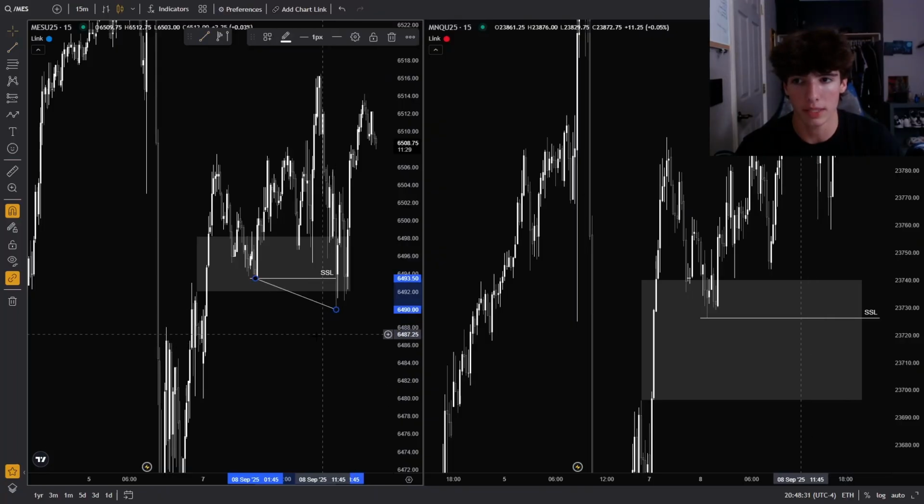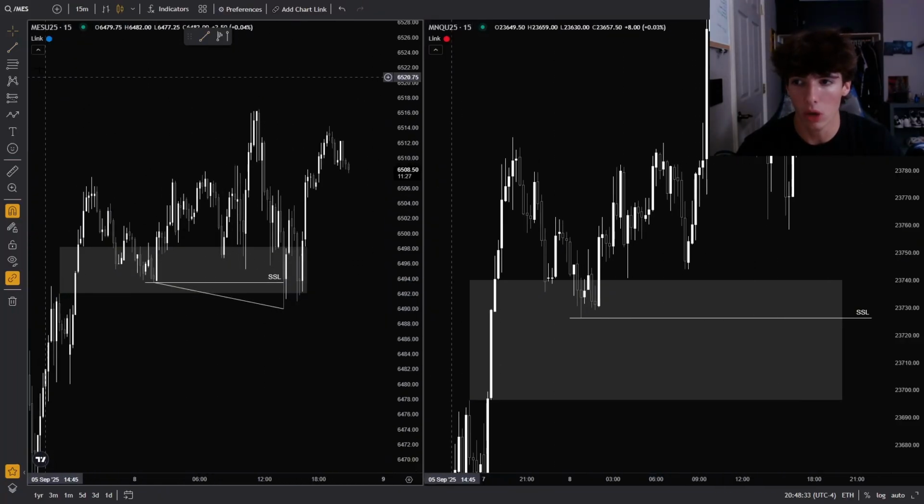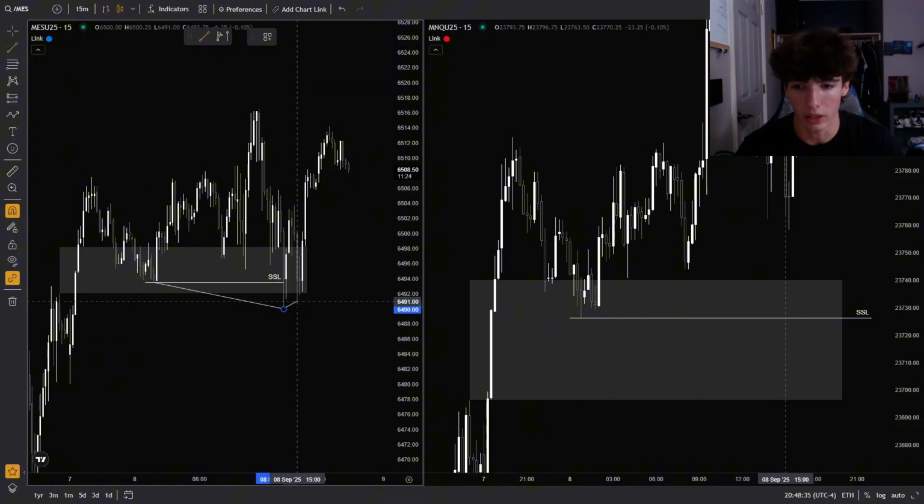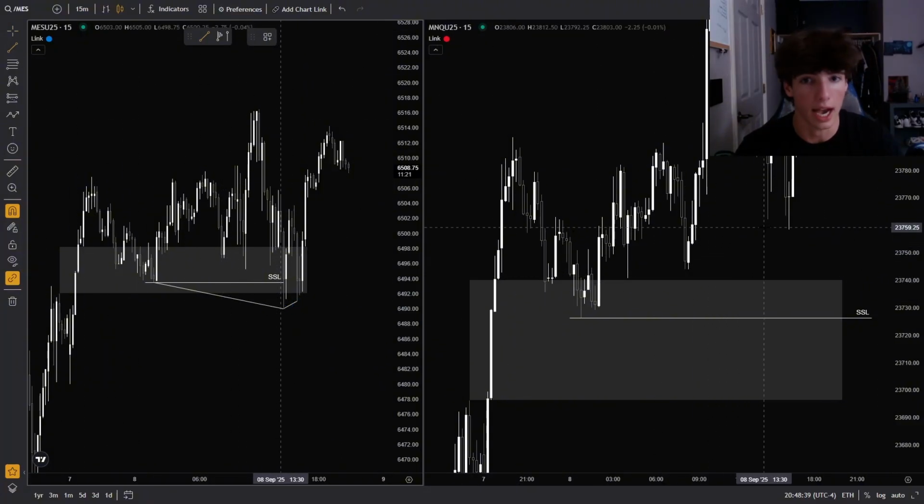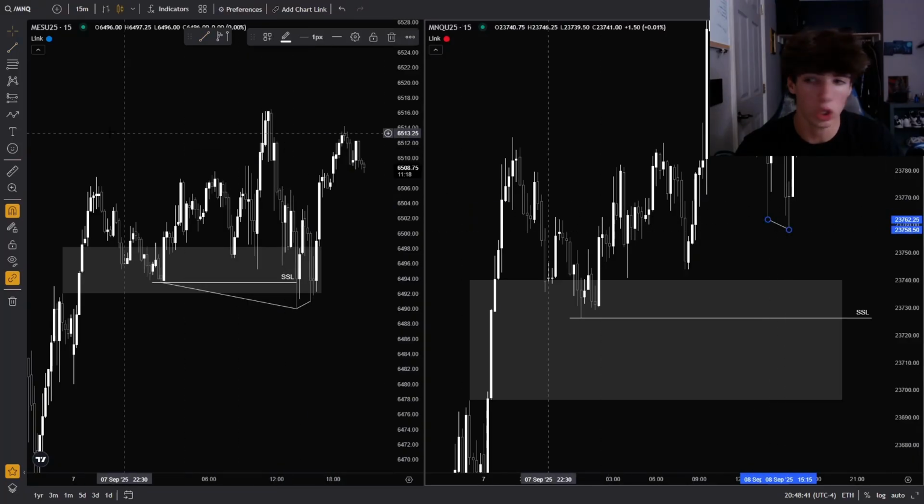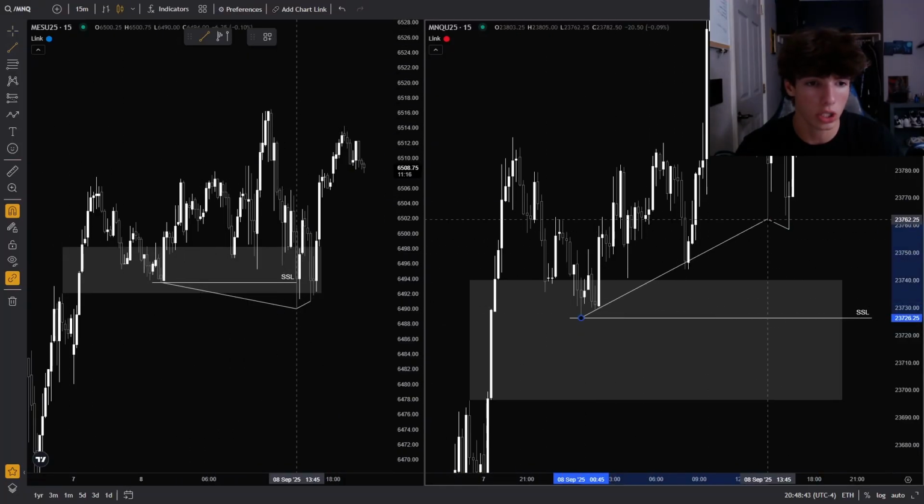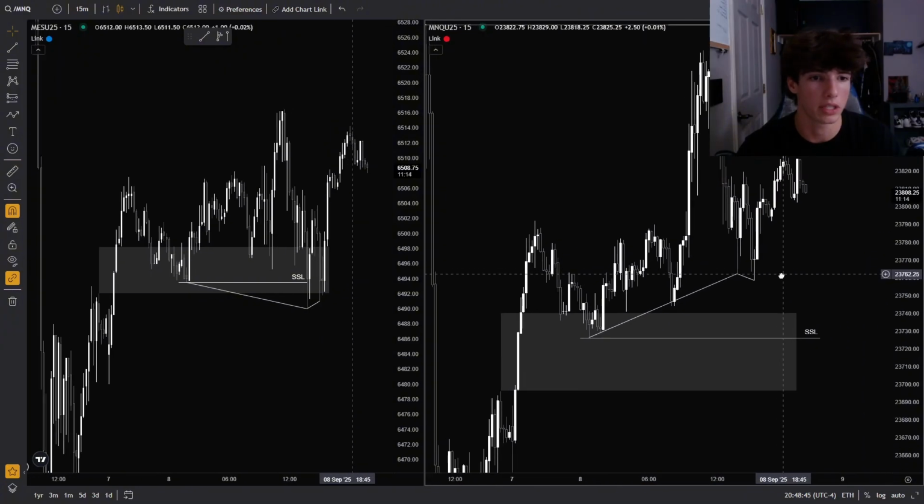We have external SMT sitting right here, and now we also have internal SMT sitting right here, where NQ over here makes a lower low, where ES makes a higher high. So now we have internal SMT and external SMT. So now we're just going to zoom in and look at which one would give us the best trade, right?